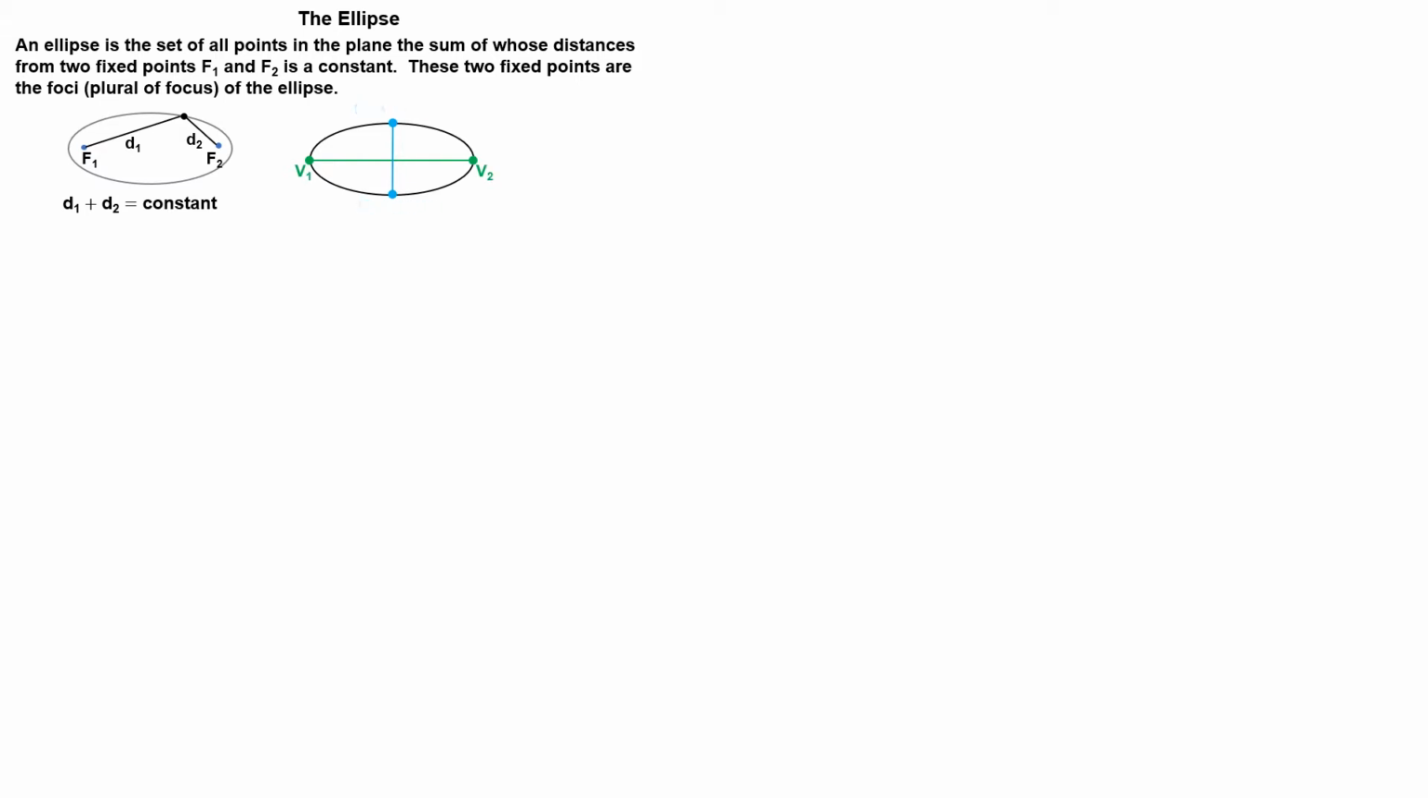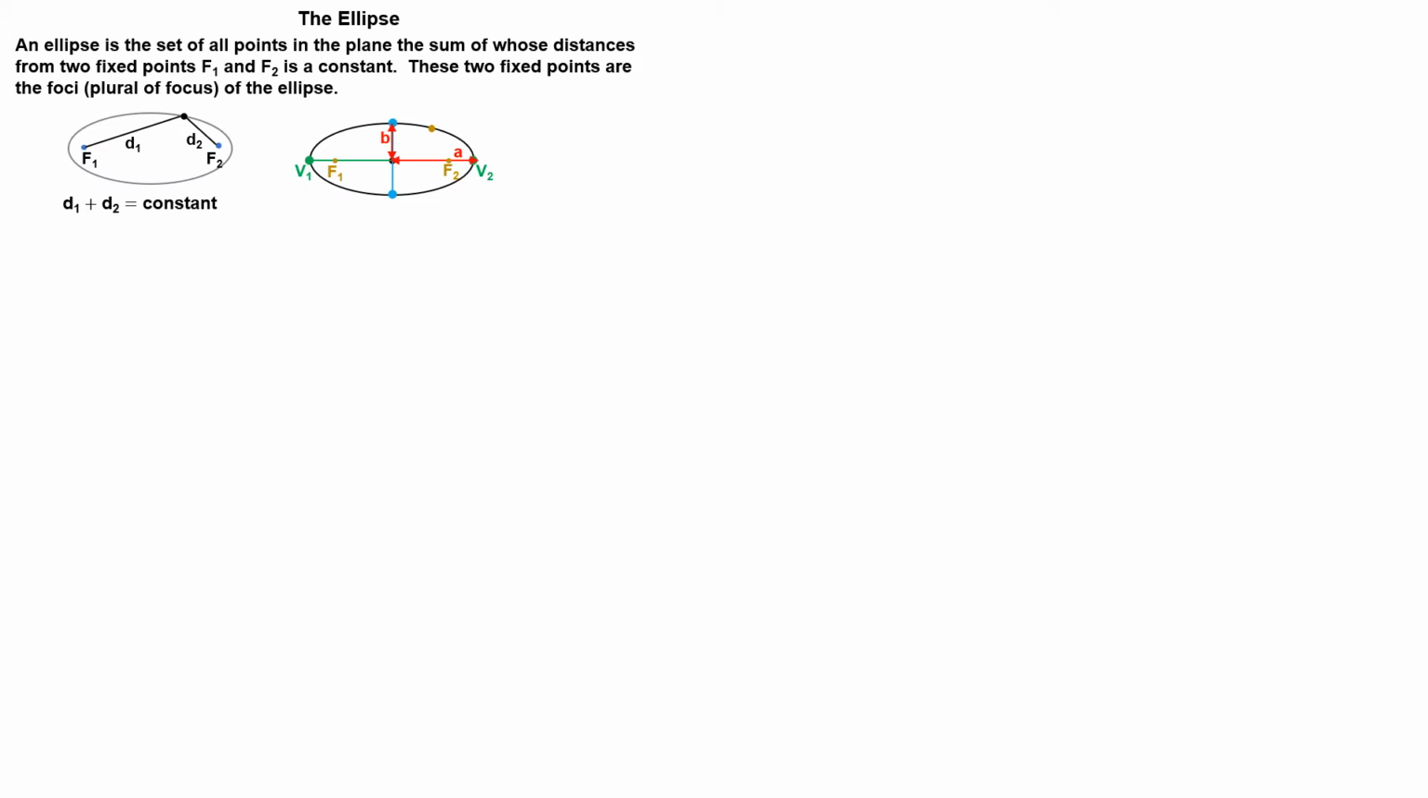The foci of an ellipse always lie on the major axis. As we can see, an ellipse has two radii of unequal size, the major radius and the minor radius. The major radius is denoted by the letter a, whereas the minor radius is denoted by the letter b.